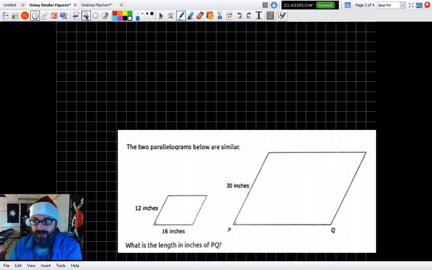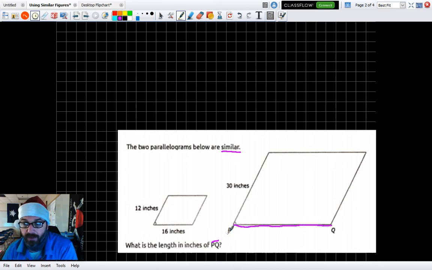Let's look at another example. Again, we have two parallelograms that are similar, and it wants to know the length of PQ. Now remember, we find a line, and let me actually draw that correctly. The line should go over the top. The line PQ is going to be that line between P and Q.